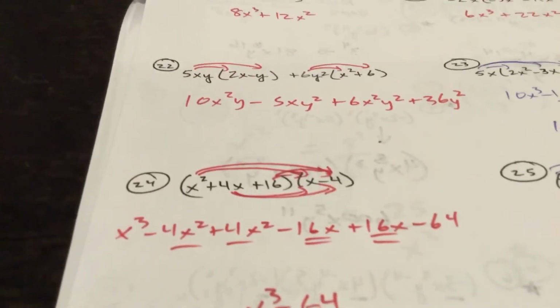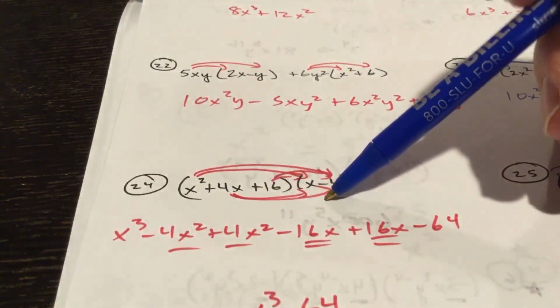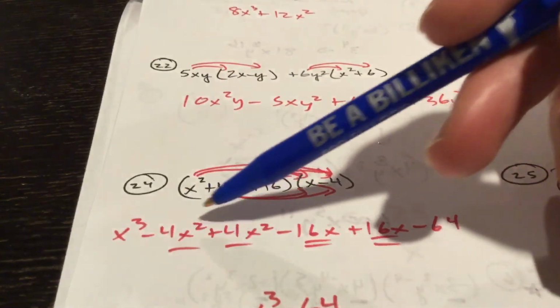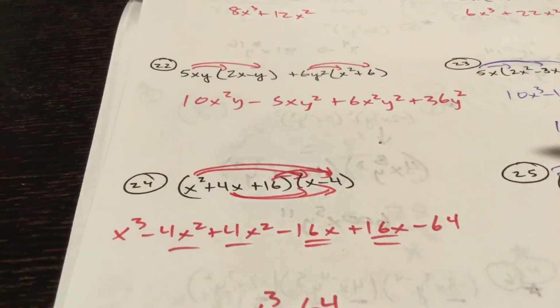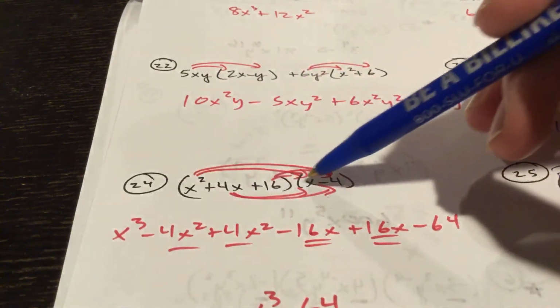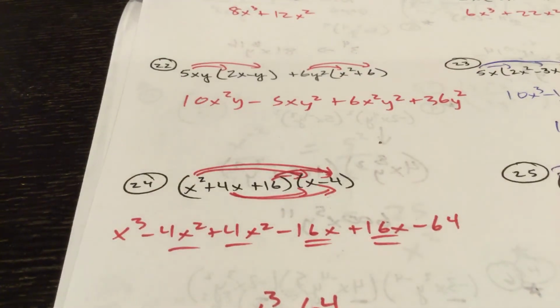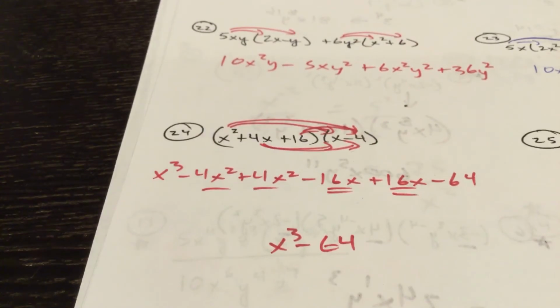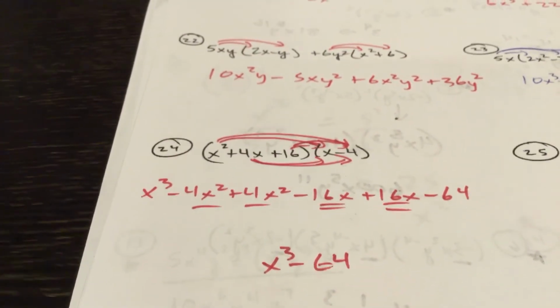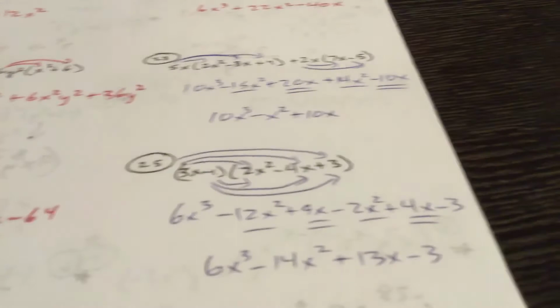On 24, a bunch of distribution. 3 terms by 2 terms is going to give me 1, 2, 3, 4, 5, 6 terms. Okay, so x to the third minus 4x squared plus 4x squared minus 16x plus 16x minus 64. Combine like terms. That's a very special answer there. We'll talk about why that's special next chapter.